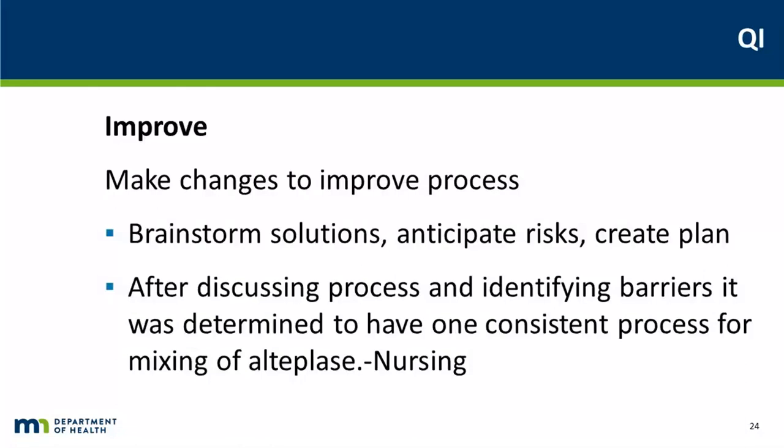So the next step in the DMAIC process is to improve. Make changes to improve the process, brainstorm solutions, anticipate risks, and create a plan. So after discussing the process and identifying these barriers, it was clear to the team that they needed to establish a consistent, streamlined process for mixing IV alteplase. Due to pharmacy's variability of hours and their ability to respond in a timely manner, it was determined that nursing was the best, most consistent option. A rollout plan was then developed.